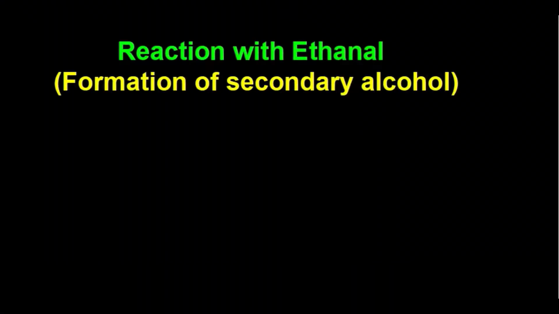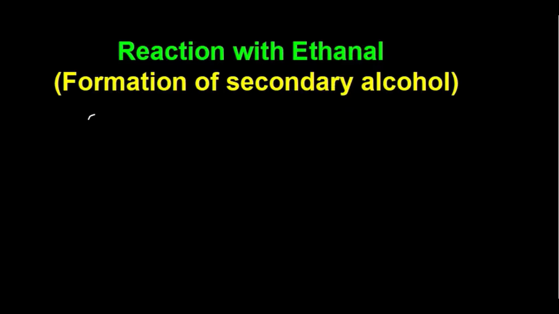Now let's see what are the next reactions. Next we will study how we can prepare secondary alcohol. In order to prepare secondary alcohol, we react Grignard's reagent with acetaldehyde. Let's see what the reaction is.